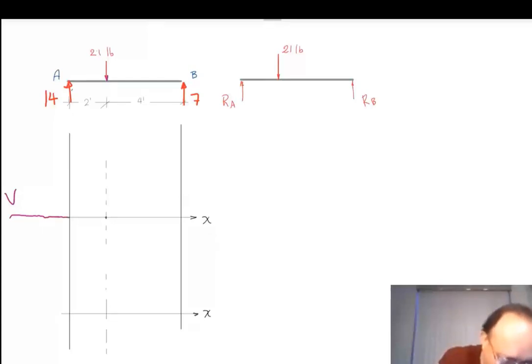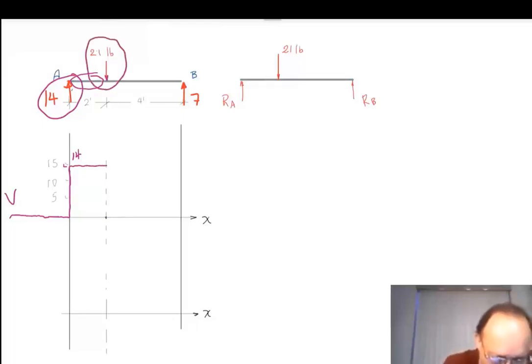Soon, here you find a force, 14 going up. So you do whatever the force tells you to do. You move 14 up. So you need to establish a scale here: 5, 10, 15. At 14, you stop. Then in this region, you don't see any load, so you keep moving horizontal because there is no force telling you anything. Boom! You find a force of 21, so then you go down 21.